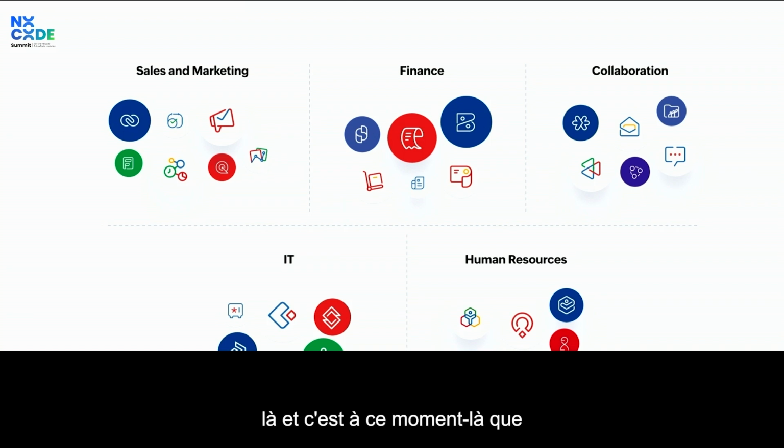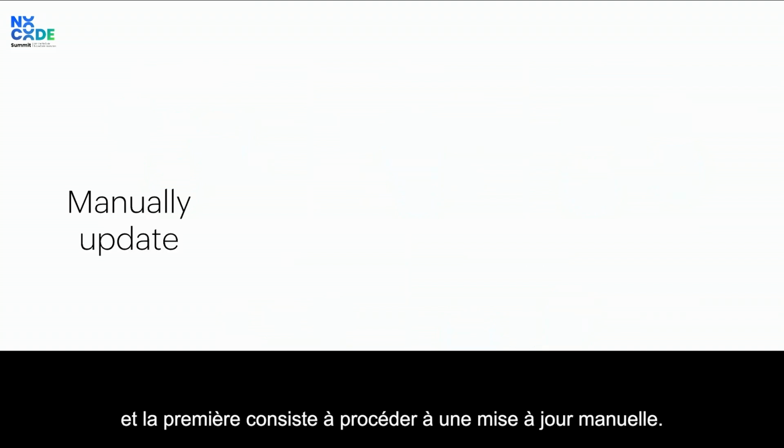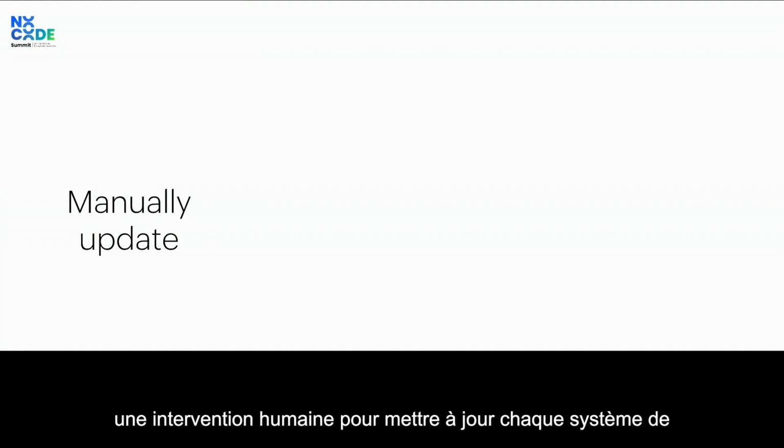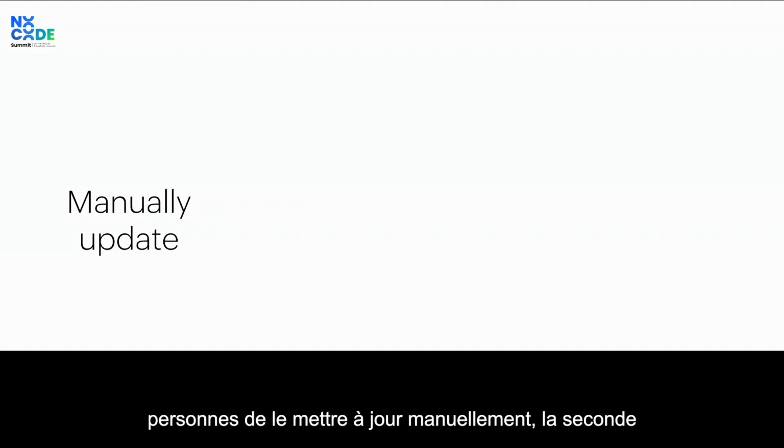And that's when organizations try to fix that. One way is through manual update. At every point, you need human intervention to update each system in your organization. This is very limited because it requires a lot of human effort, and it is bound to have errors. And it's not scalable because if you have 50 different systems, it's not viable for a person or multiple persons to manually update them.